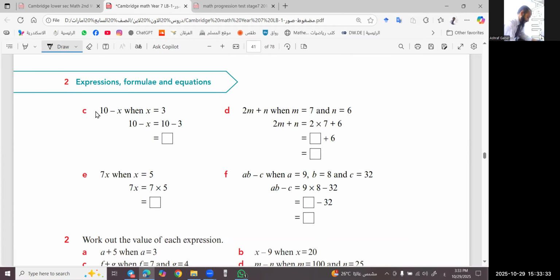In this exercise, number C, we can cancel this x and write 3. Why? Because he tells me x equals 3. 10 minus 3 equals what? Equals 7. Then exercise number D, we start with Lujai.